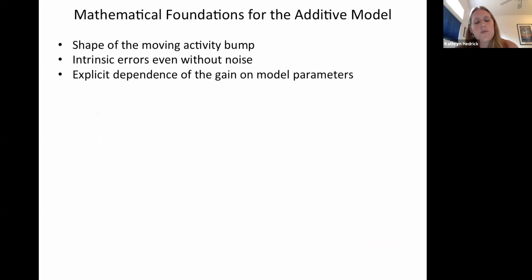So while this model has been shown through simulations to do a very good job of path integration, there's not nearly as much of a mathematical foundation for these models as there is for the multiplicative model. And so we set out to provide a rigorous mathematical analysis of this model. And what I'll talk to you today is some of our results from looking at the shape of the moving activity bump, any intrinsic errors the system has, even when you don't have any sources of noise, and what parameters can minimize those errors. And maybe most interestingly, how does the gain depend on the model parameters? In the multiplicative model, the gain is an independent parameter itself, but here there's no explicit parameter for the gain. It depends in a complex way on all the model parameters.